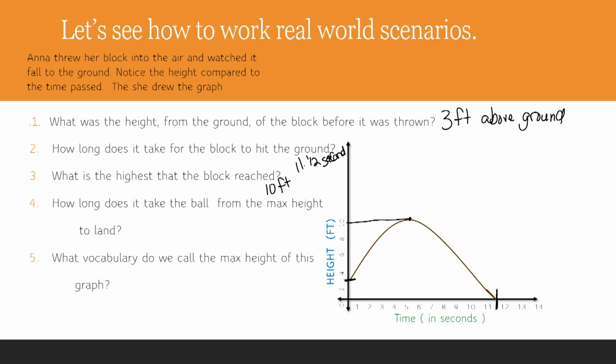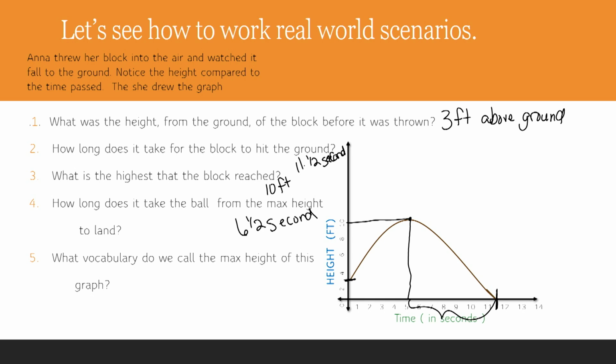So then it says, how long does it take the ball from the max height to land? So let's look at this point. So here is my max height, and right here, maybe about 5 seconds, it hits the max height. So how long does it take for it to hit the ground? I would say about 5 to 11 and a half, so about 6.5 seconds maybe.